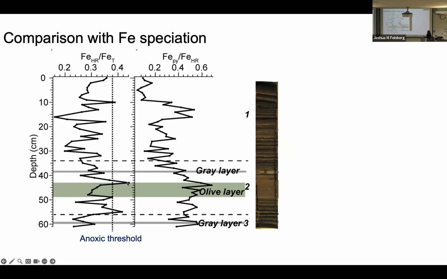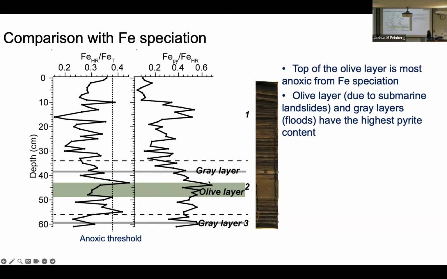Literally, the majority of the core doesn't pass this threshold, even though your pore water is pretty sulfidic. Only one point significantly surpasses this threshold, which is on top of the olive layer, on top of the turbidites. At the same time, you see the highest amount of pyrite found in the core. That gives you the impression that iron speciation would tell you this is the most reducing layer you see. However, this is not the case. You see a similar peak of pyrite over gray layers as well. That makes us wonder what is actually happening.